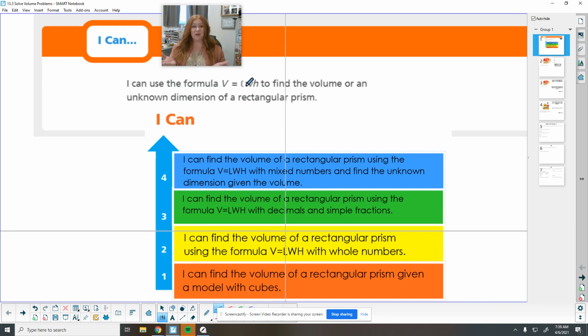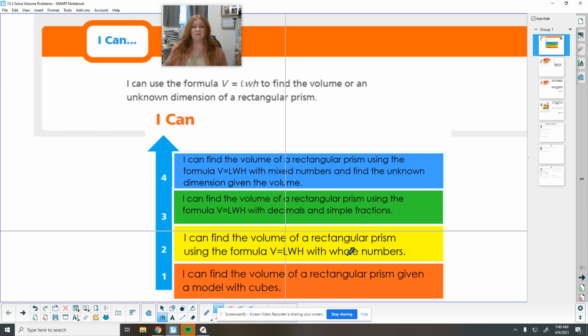So it will give us the volume. We have to work backwards to find one of those dimensions. If you can find the volume with decimals and simple fractions that cancel out, those benchmark fractions, 1/4, 1/2, things like that, then that is a 3. If you can find the volume with just whole numbers, that's a 2. And if it gives it to you and you can count the squares and the boxes, that's a 1.